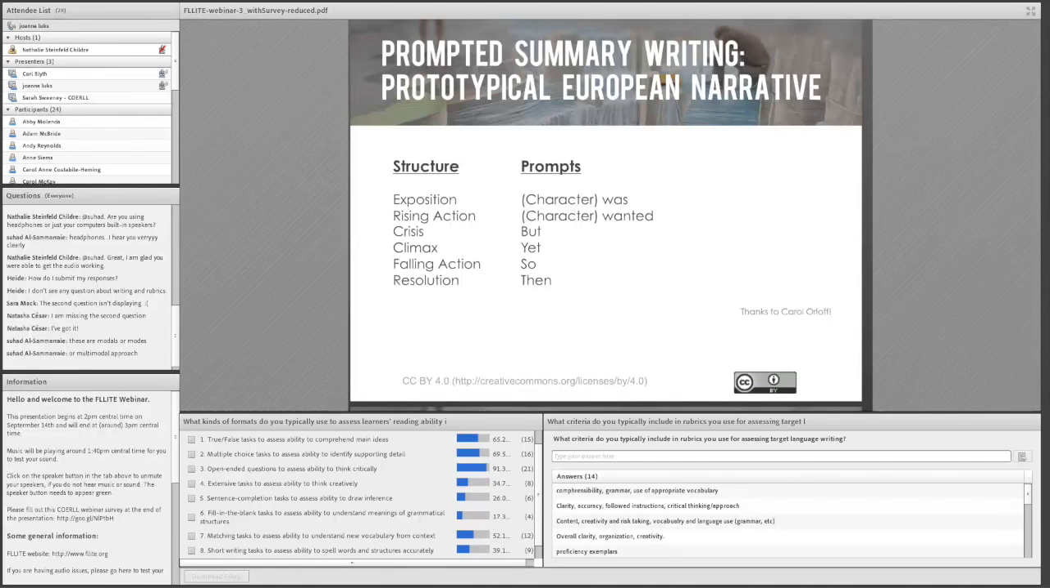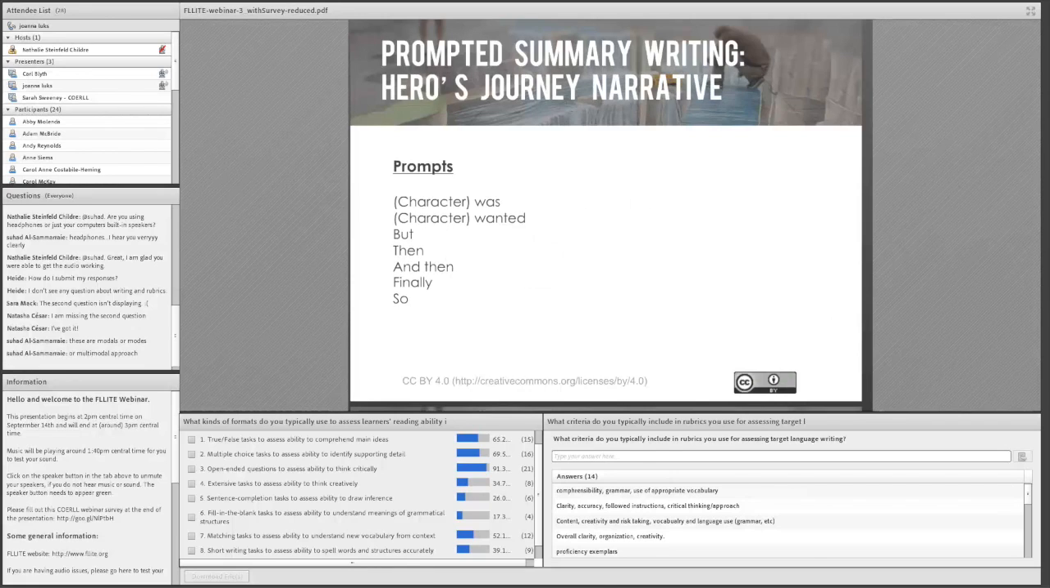All right, so you can now take this notion of prompted summary writing, and if you're working with, say, a hero's journey narrative, you can change your prompts to character was, character wanted, but, then, and then, finally, so.